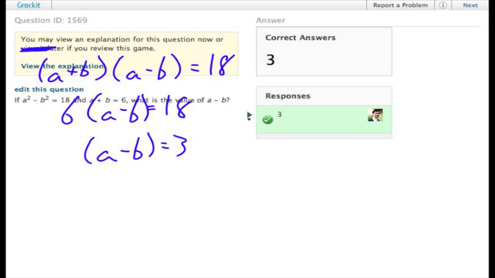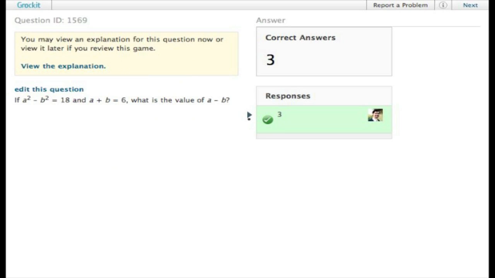And now I'm going to do it the other way that just takes a little bit longer, but it's a little bit easier. You don't have to notice that value there. So if a plus b equals 6, that means that b is equal to 6 minus a. We just subtract a from both sides. B is equal to 6 minus a.